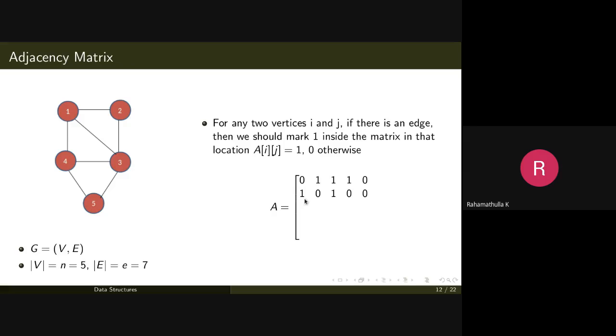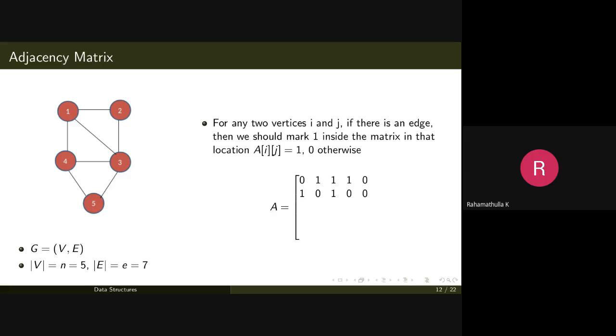Second row corresponds to the second vertex. 2 to 1 there is an edge, 2 to 2 there is no edge, 2 to 3 there is an edge, 2 to 4 there is no edge, 2 to 5 there is no edge. So this is how we represent an adjacency matrix.